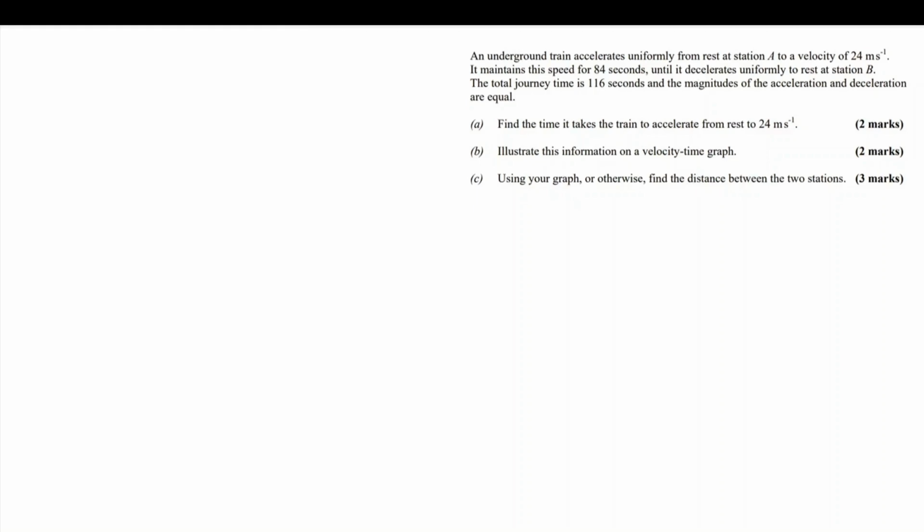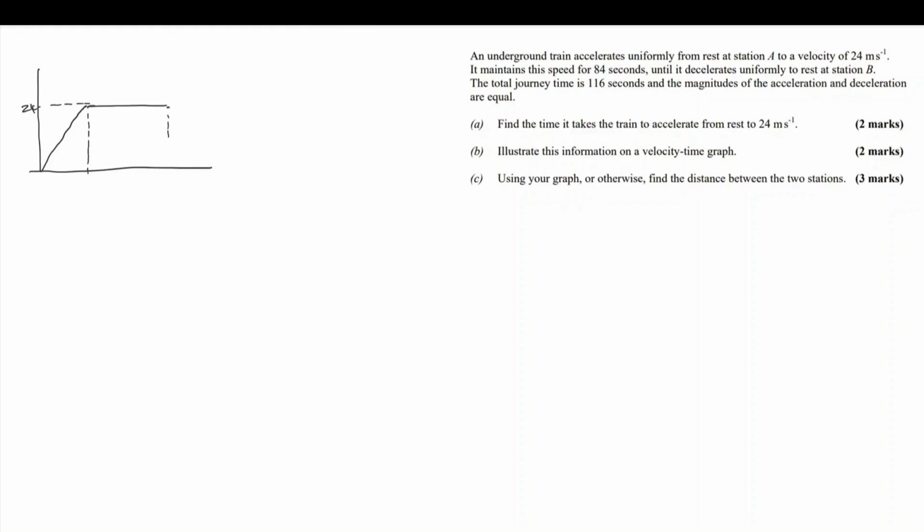I'm going to want to represent that in a diagram. So let's just set up our axes. We have the vertical axis being the velocity, horizontal being time. So initially, the train accelerates from rest to a velocity of 24. So from 0 to 24. I don't know the time period for this, but I'm just going to leave that blank for now.